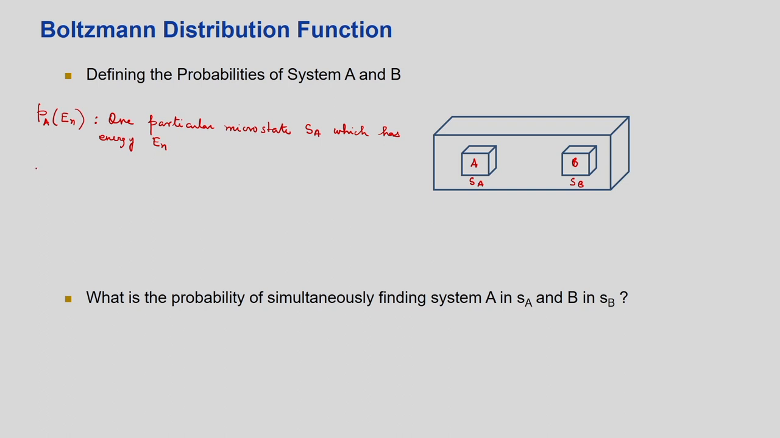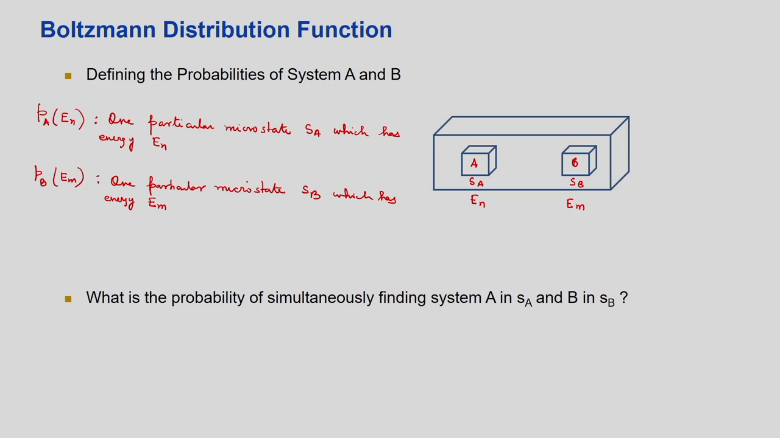Likewise, another probability I can define is PB(Em). Again, the same thing: this is one particular microstate SB which has energy, let us say, Em. So, this is En and this is Em. Okay. So, this is the probability of locating a microstate of energy Em, and the other is the probability of a state with energy En.